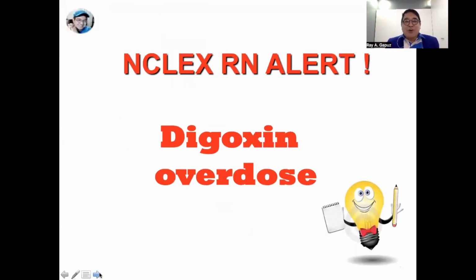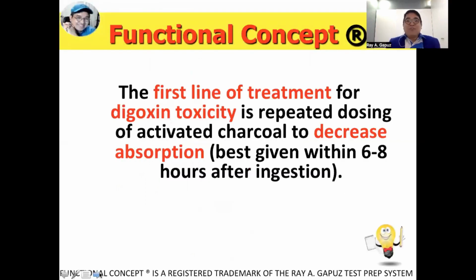Okay? And of course, the third topic would be digoxin overdose. Now remember, the first line of treatment for digoxin toxicity is repeated dosing of activated charcoal to decrease the absorption. It's usually best given within the first 6 to 8 hours after ingestion.